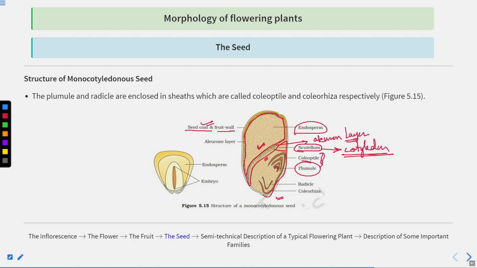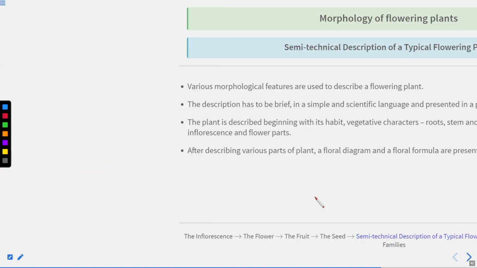In the same way, there is a radicle, and above the radicle there is a layer that is protecting the radicle, and that is called as coleorhiza. Coleorhiza.